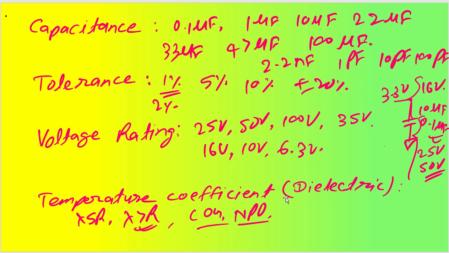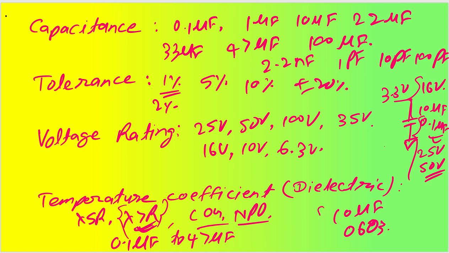Next is the dielectric, also called the temperature coefficient. As I told you, X5R is a well recommended, versatile capacitor. X7R is mostly used these days, and none of the other capacitors are really being used. For mid-range values, say 0.1 microfarad to around 47 microfarad, you can use X7R. If you need higher values, or a smaller package with high values, let's say 10 microfarad in a 0603 package, then it may not be available in X7R, so you have to go ahead with X5R.